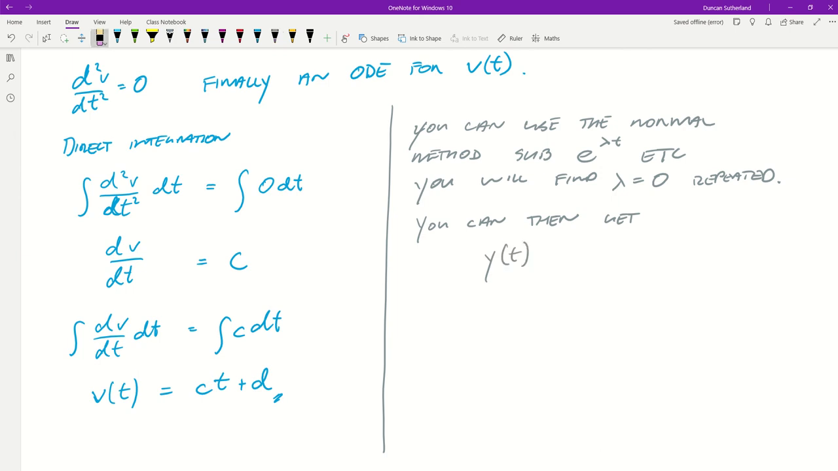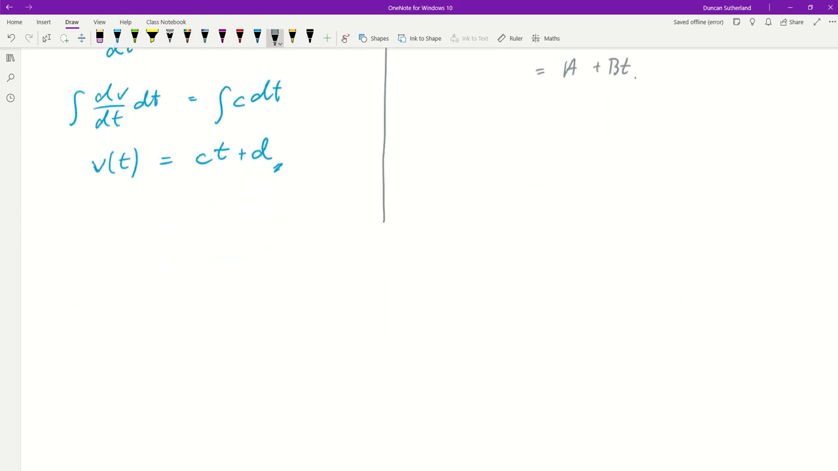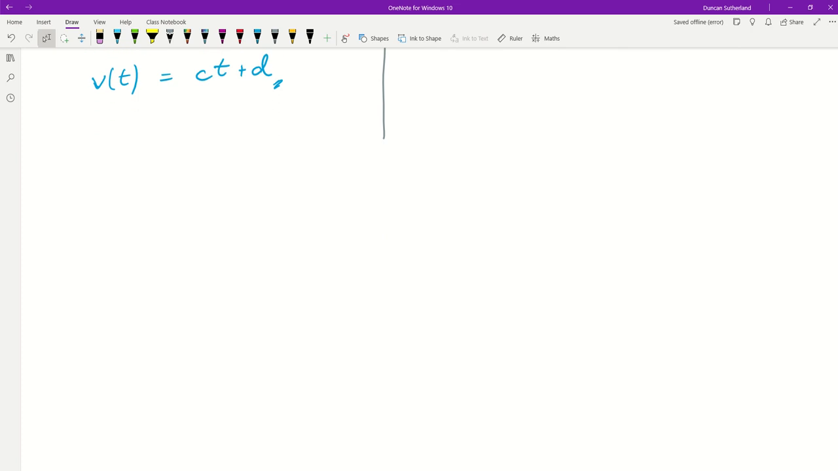Oops. You can get V of t equals that as well. But you need to know this form, which is what we're trying to prove, actually.